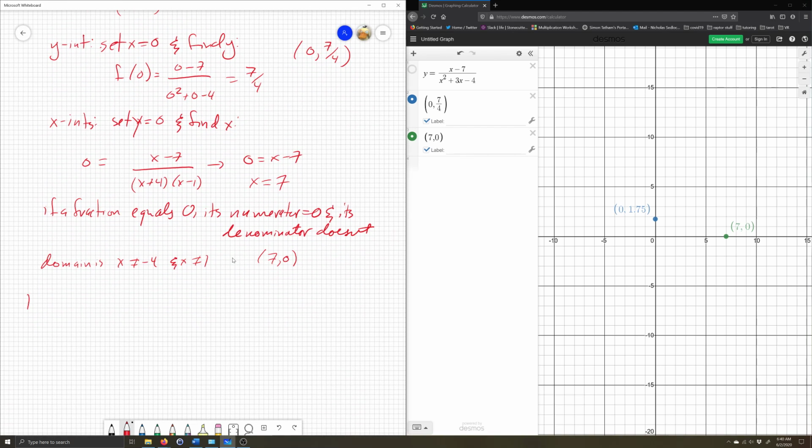Horizontal asymptotes. So remember, for horizontal asymptotes, you look at the leading term of the top over the leading term of the bottom.